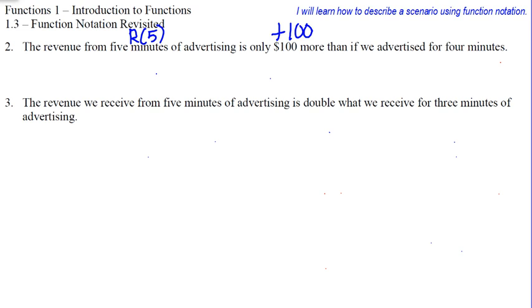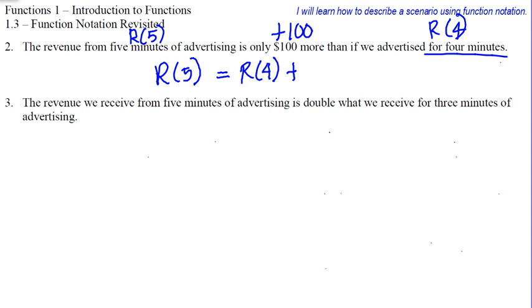Then if we advertise for 4 minutes, so does that mean R of 4 then? Okay, so let's put them together. Of course, you get more money by advertising for 5 minutes, right, than advertising for 4 minutes. How much more money? It's $100 more. So to represent that in the notation, we would have R of 5 equals, what do you think? R of 4 plus 100. Okay.